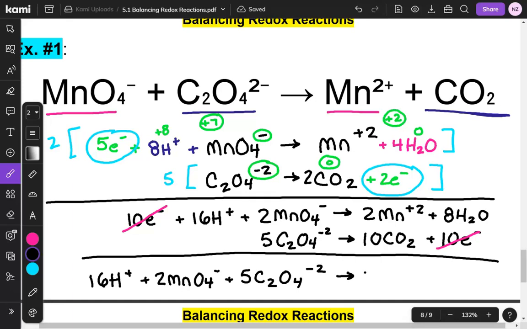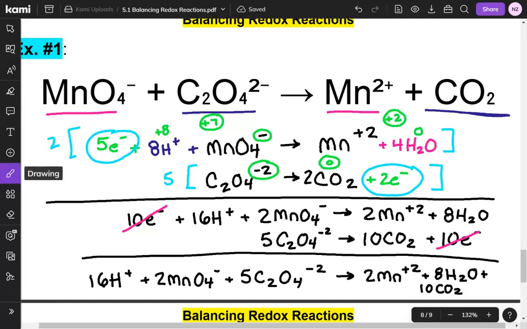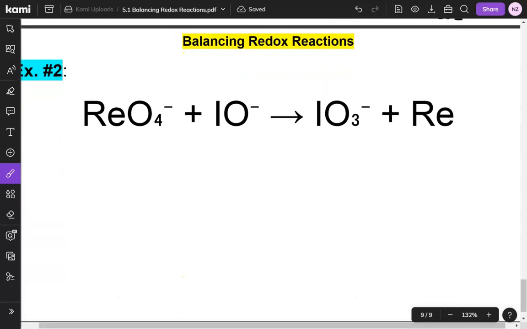On the right-hand side, we have 2 manganese ions. We have 8 H2Os. And then we have 10 CO2. There is our balanced redox reaction. That last line is our balanced redox reaction. Whew, that was a lot. Let's do it all over again.